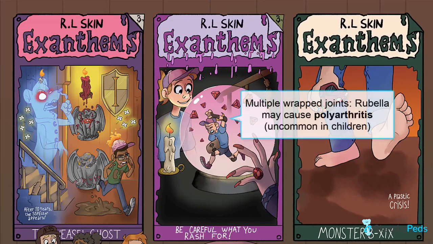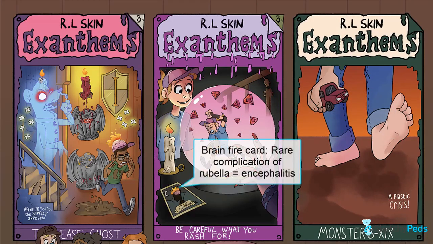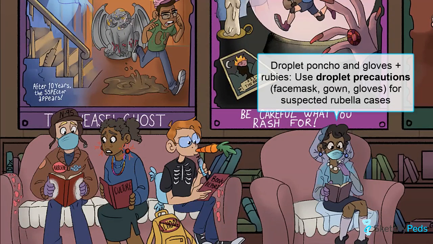Although it is uncommon in children, you may see polyarthritis in some cases, depicted by the knee and elbow pads our young skateboarder is wearing. While complications of rubella are rare, they include encephalitis, which is depicted by the flaming brain tarot card on the table. Back to the physical world for the physical exam.